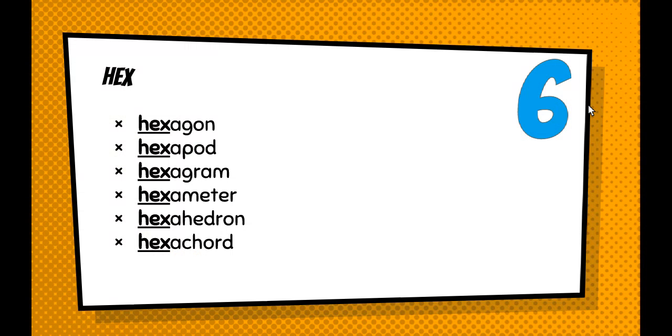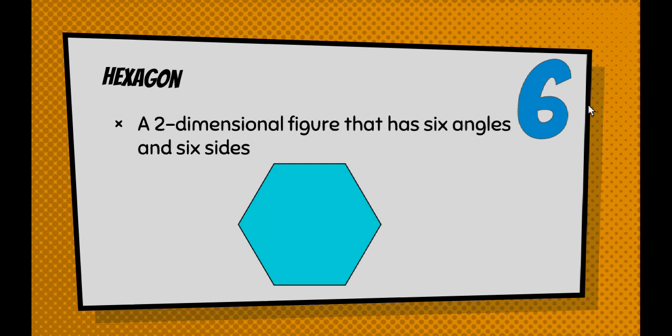So your words for this root are hexagon, hexapod, hexagram, hexameter, hexahedron, and hexachord. So your first word is hexagon, and this is a two-dimensional figure that has 6 angles and 6 sides.